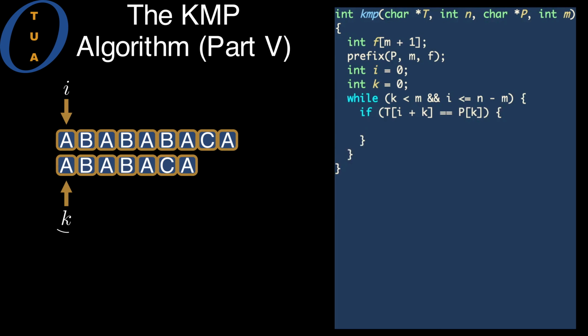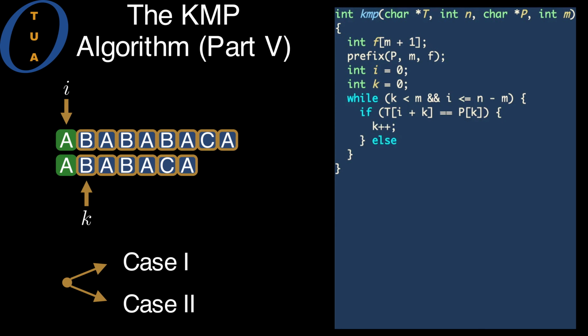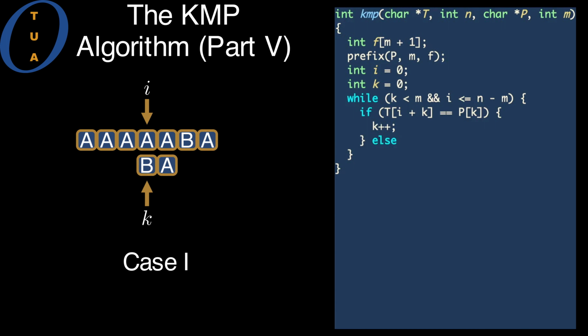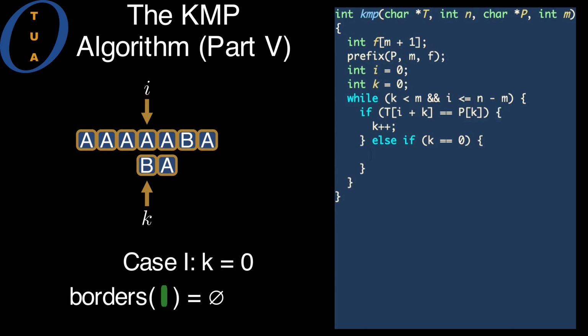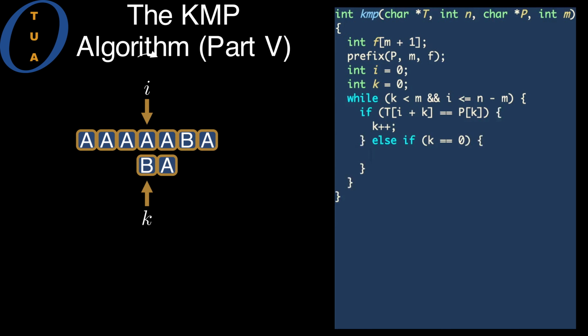If the match succeeds, we simply increment k, the number of symbols known to match at the current offset. If the match does not succeed, there are two cases to distinguish in our implementation. The first case is a special case where the comparison fails at the very beginning of the pattern, when the value of k is 0. In this special case, the overlap consists of the empty string. The empty string does not have any proper borders, and this is why we handle this case separately. We simply increment the offset I and leave k set to 0.